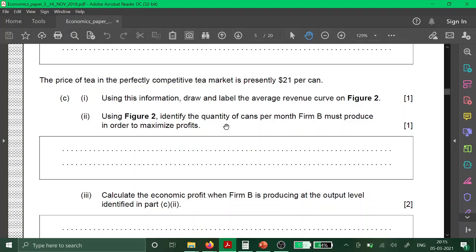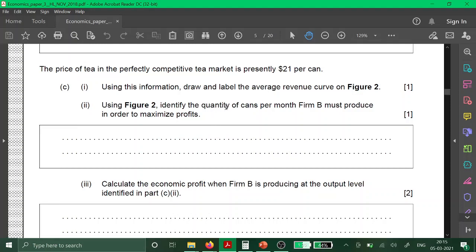Okay. Then next, quantity, cans per month, to maximize profit. Just remember the profit maximizing condition. Yes, I do. The MR has to be equal to MC. Exactly. So have we found out the MC or MR in this case?